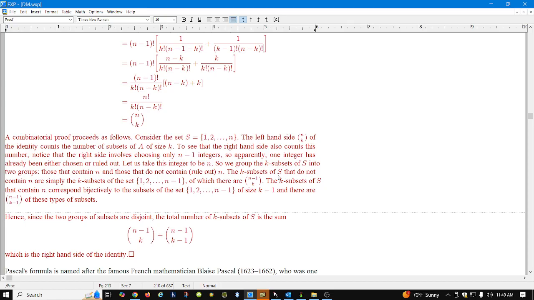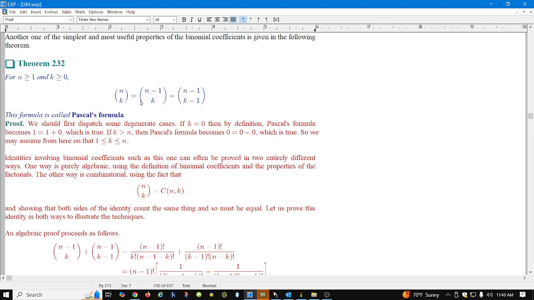The k subsets of S that do not contain n are simply the k subsets of this set, 1 through n minus 1. And there are n minus 1 choose k of those. And that makes us happy because that's the first term here.